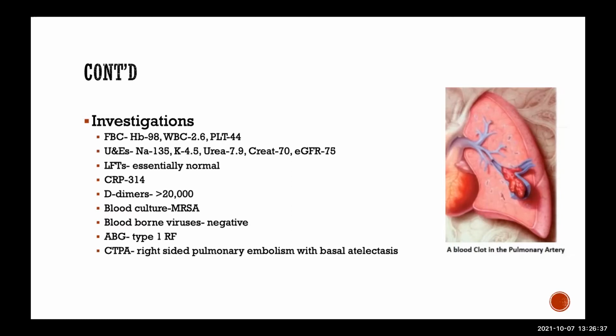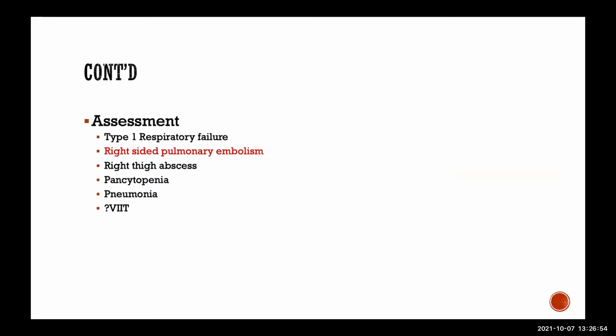And of course, we went on to request the first-line imaging for suspected pulmonary embolism, which is the CT pulmonary angiogram. This revealed a right-sided pulmonary embolism with basal atelectasis. At this point, we made an assessment of type 1 respiratory failure secondary to the pulmonary embolism. She had this right thigh abscess, which must have already caused some septicemia with the MRSA, and may then have led to the pancytopenia. And of course, there was some element of pneumonia.